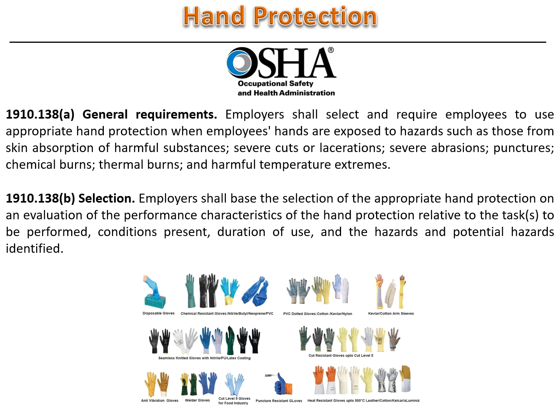1910.138(b) Selection. Employers shall base the selection of the appropriate hand protection on an evaluation of the performance characteristics of the hand protection relative to the tasks to be performed, conditions present, duration of use, and the hazards and potential hazards identified.